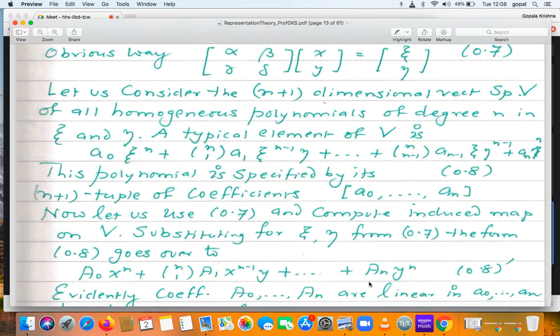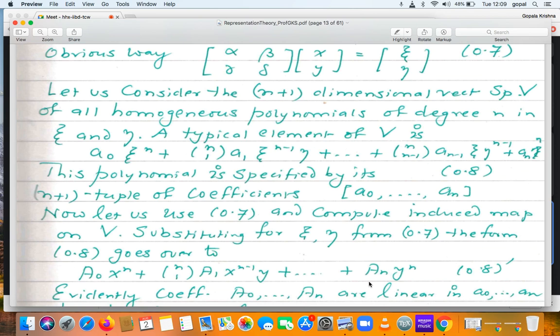And then the coefficients of the new binary form will be capital A0, capital A1, up to capital An. So these capital A's will be linear in the little a's. That's absolutely clear. But the dependence on the group parameters is going to be highly non-linear. If you write the n plus 1 tuple, that will be a matrix times little a0, little a1, up to little an, written column-wise.